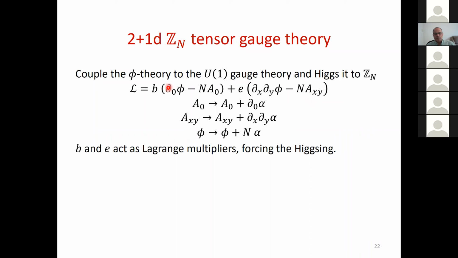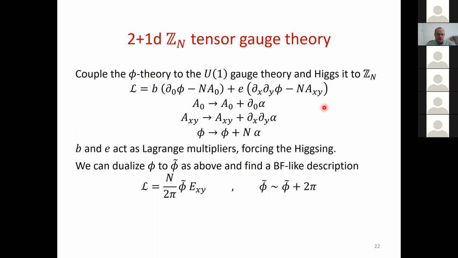So this is a description of a Zn gauge theory. It does not have more degrees of freedom. It does not have any excitation. This is the absolute minimum for what would be a continuum Zn gauge theory of such a tensor gauge field.